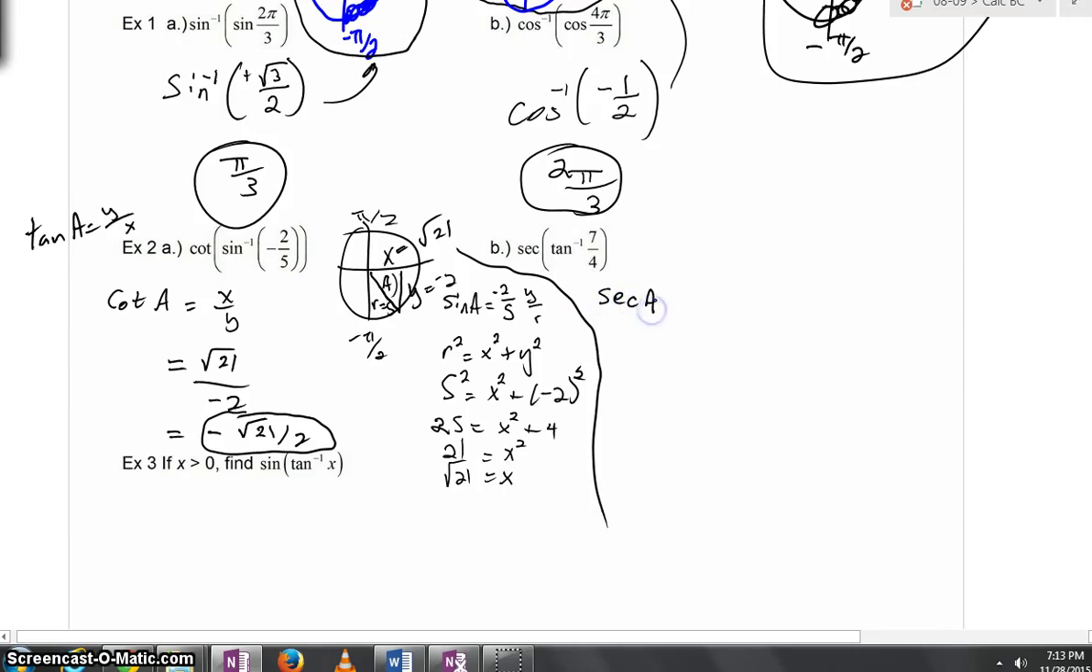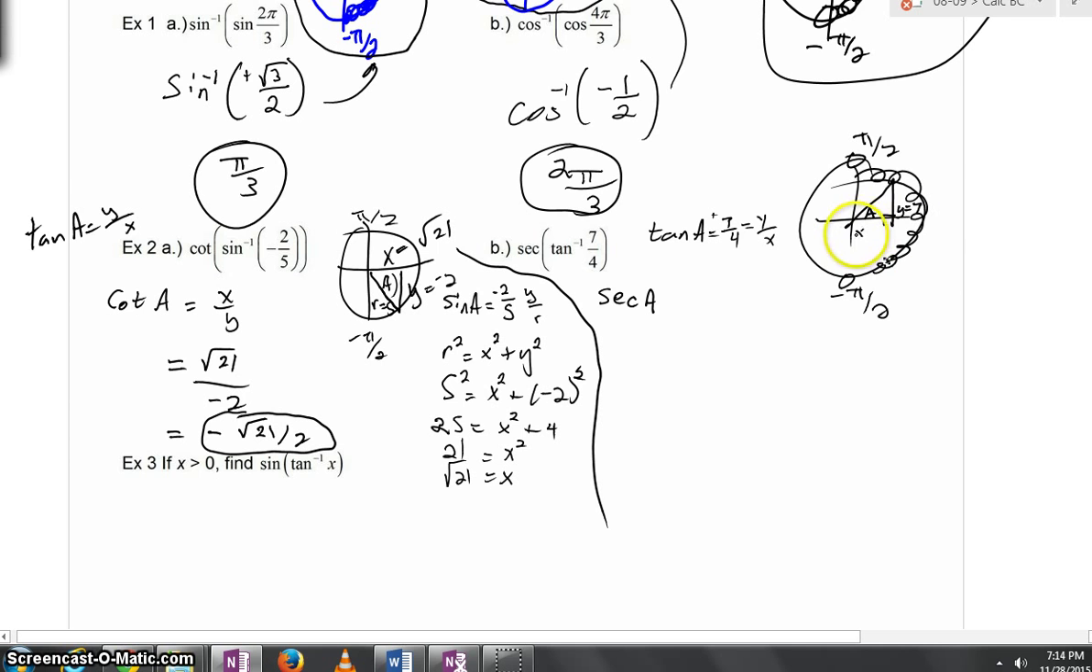For part B, a very similar kind of setup. We're really saying find the secant of some angle. It's not just any angle, of course. It's an angle for which the tangent would have a value of 7 over 4. And tangent is going to come into play in one of these two quadrants. Inverse tangent is always between negative pi over 2 and positive pi over 2. Because everything is positive here, we'll be in the first quadrant. And tangent is really y all over x. So x is 4, y is 7.